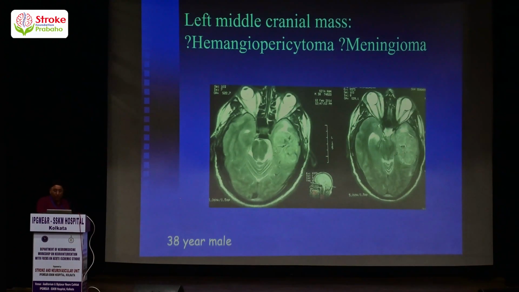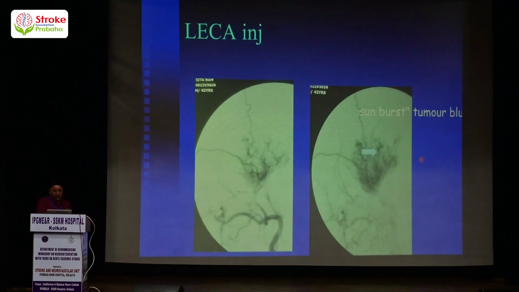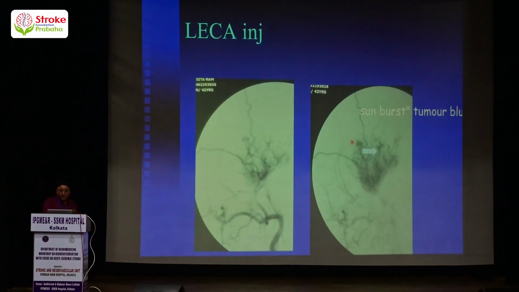DSA is also helpful for tumors, for pre-surgical embolization. And the classical picture of the DSA in a tumor is the sunburst appearance. So there's a marked vascular blush here, tumor blush here, and then you can pre-surgically embolize these cases to help the neurosurgeons.